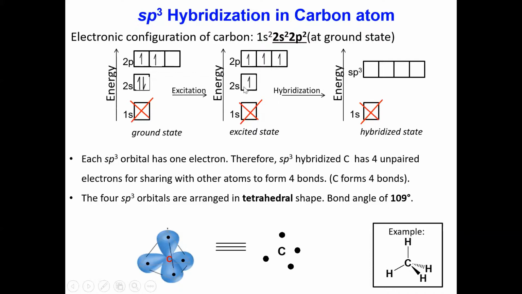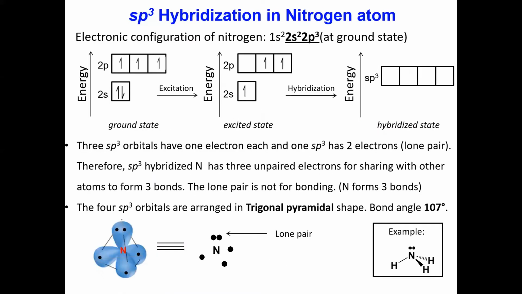And this 2s orbital will mix with the 3 2p orbitals to form 4 sp3 orbitals, each with 1 electron. And we call these the sp3 orbitals. So the sp3 hybridized carbon will have 4 unpaired electrons for sharing with other atoms to form 4 bonds. And the sp3 orbitals are arranged in a tetrahedral shape. Okay, they do not form a flat cross. They form a tetrahedral shape, and the bond angle is 109.5 degrees.